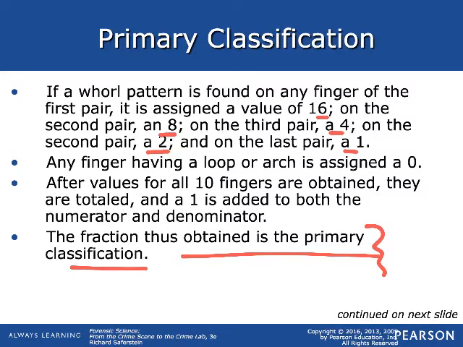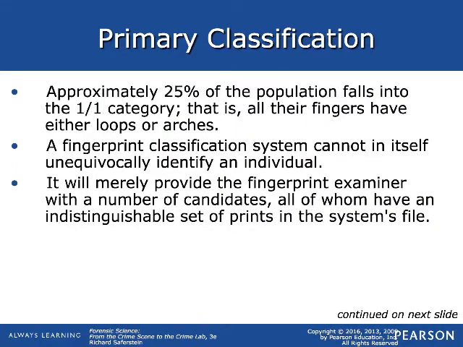Okay, so they found that 25% of the population falls into 1/1. So that would mean that all their fingers have either loops or arches, right? Because your fingers that have those are 0, and you add 1. So that would mean that everything would have a 1 or a 1.